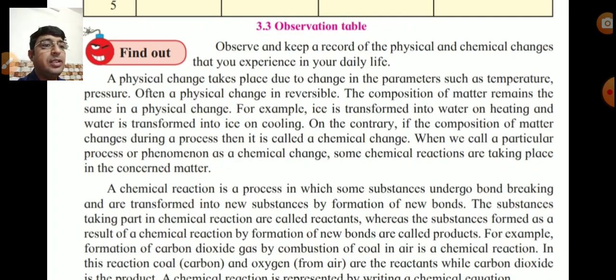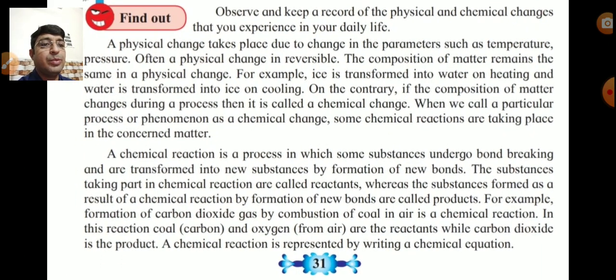On the contrary, if the composition of matter changes during a process, then it is called a chemical change. When we call a particular process or phenomenon a chemical change, some chemical reactions are taking place in the concerned matter. A chemical reaction is a process in which some substances undergo bond breaking and are transformed into new substances by formation of new bonds.